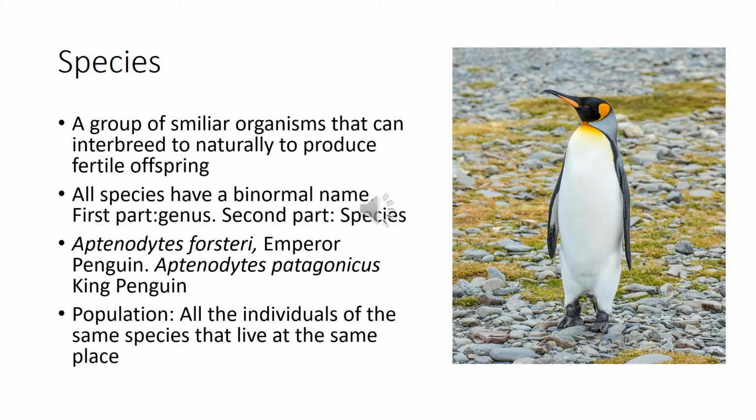A population is all the individuals of the same species that live in the same place. So for example, a school of fish can be a population, a bank of blue mussels can be a population, a flock of seagulls can be a population. But if they are not in the same place, we will see them as different populations, or maybe sub or meta populations.